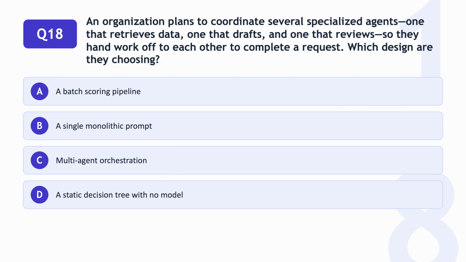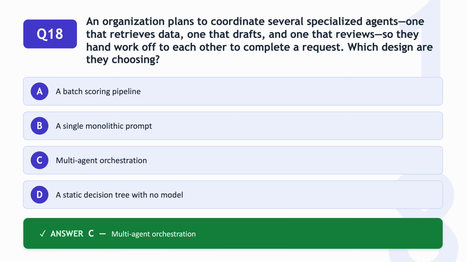Question 18. An organization plans to coordinate several specialized agents, one that retrieves data, one that drafts, and one that reviews, so they hand work off to each other to complete a request. Which design are they choosing? A. A batch scoring pipeline. B. A single monolithic prompt. C. Multi-agent orchestration. D. A static decision tree with no model. Pause the video now if you don't want to hear the answer yet.